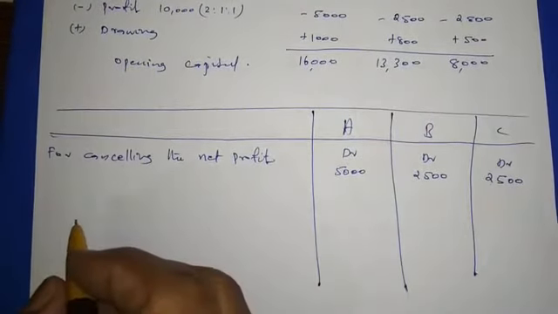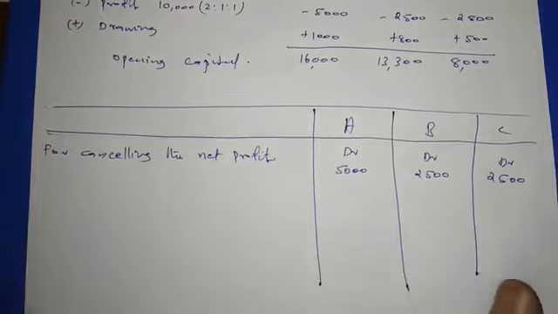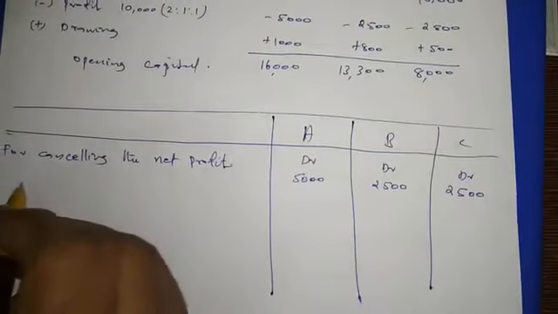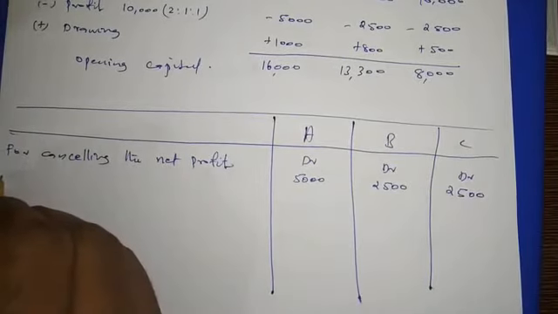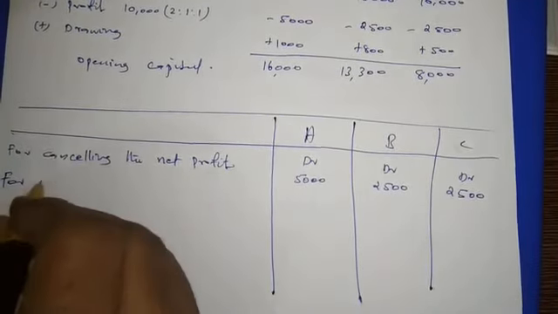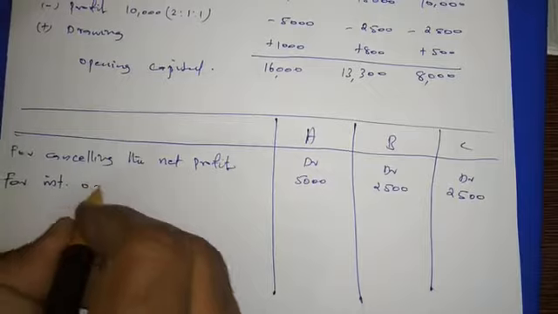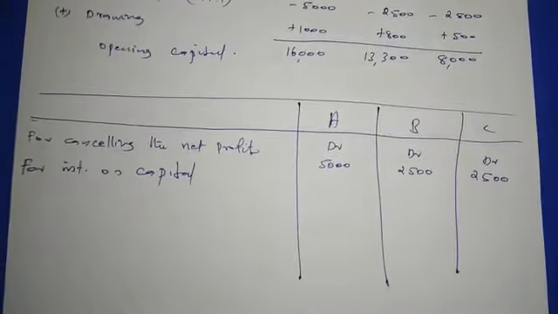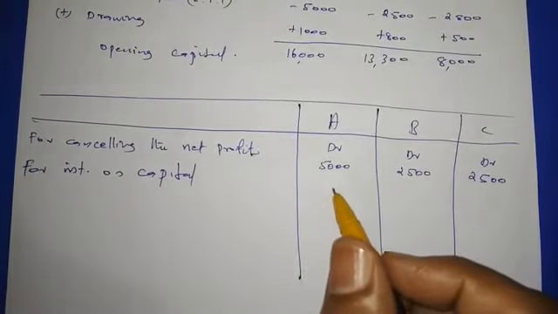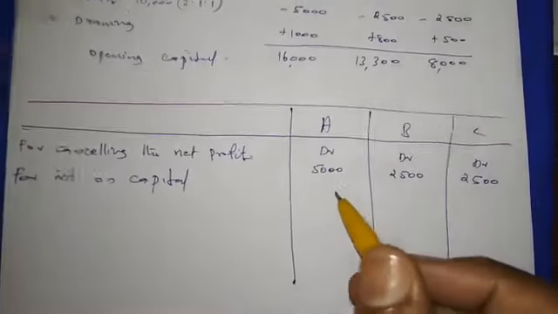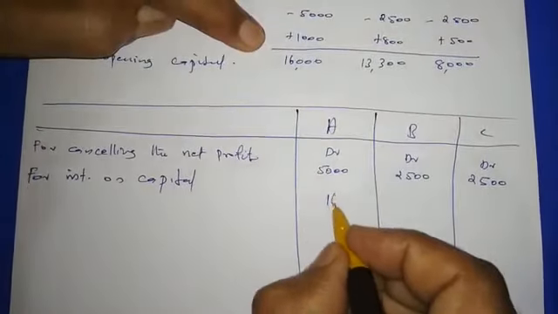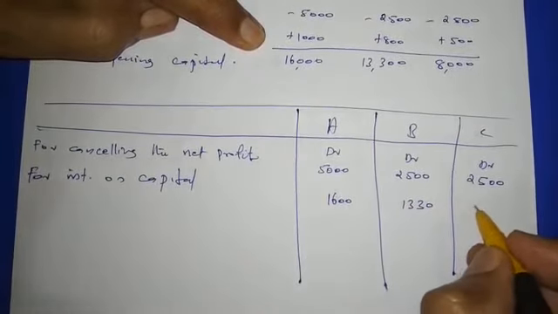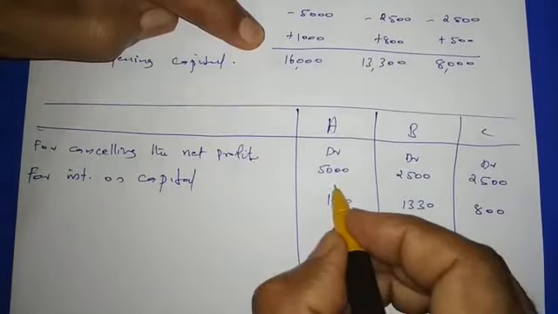Now in the question they are telling that interest on capital is 10%. Interest on capital is not given, and we have to allow it. So for interest on capital, it is given in the question, how many percentage? 10% of this one. So it is coming 1,600, 1,330, 800. This we need to credit.